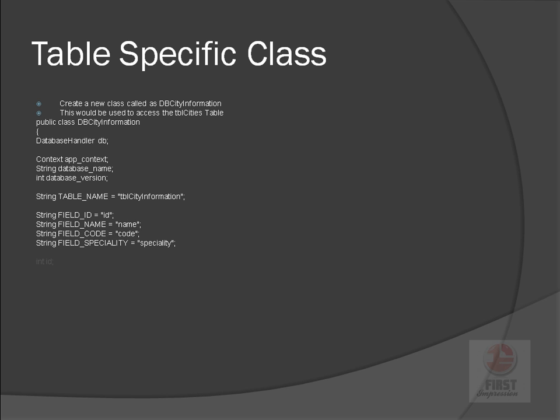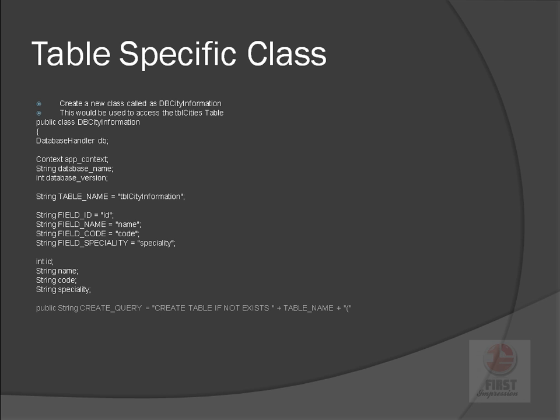And let's define int ID, string name, string code and string specialty. These will contain the values of the table. So the field name, the field code, the field specialty and the field ID contain the names of the columns of the table, whereas ID, name, code and specialty contain the values inside those columns.